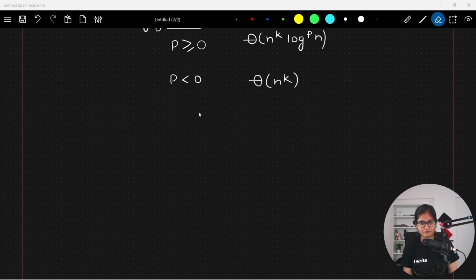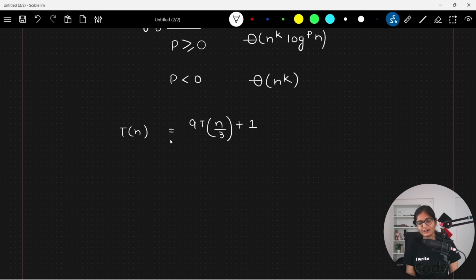For example, we have a recurrence relation like this: 9T(n by 3) plus maybe 1. Suppose this recurrence relation is given to you. First of all, we will write this value of 1 in the form of f of n, which is n to the power k, log to the power p of n. With the help of this, we get an idea that the value of k is equal to 0, and the value of p is also equal to 0 here.